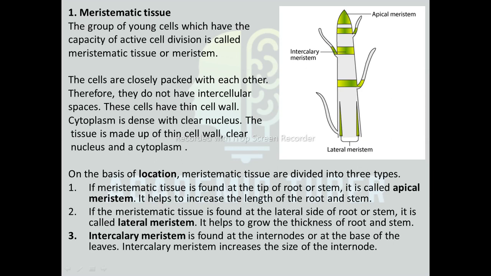And the last one is intercalary meristem. It is found at the internodes at the base of the leaves. The distance between two nodes is known as the internode, and the node is the region on the stem from where leaves or branches arise. Intercalary meristem increases the size of the internode.